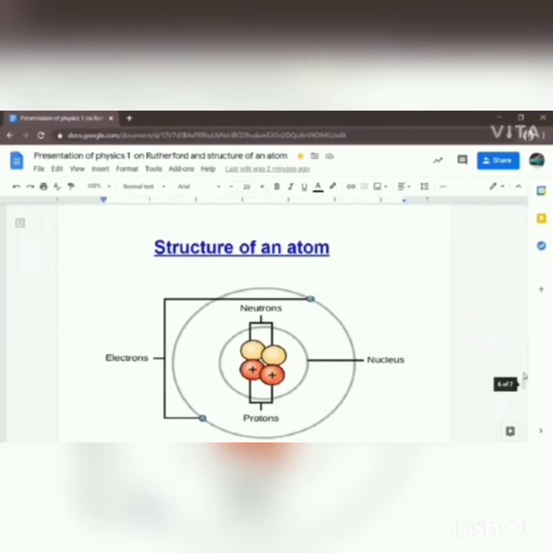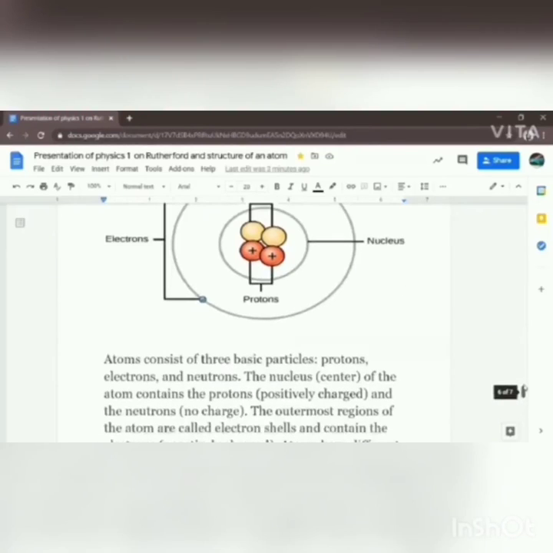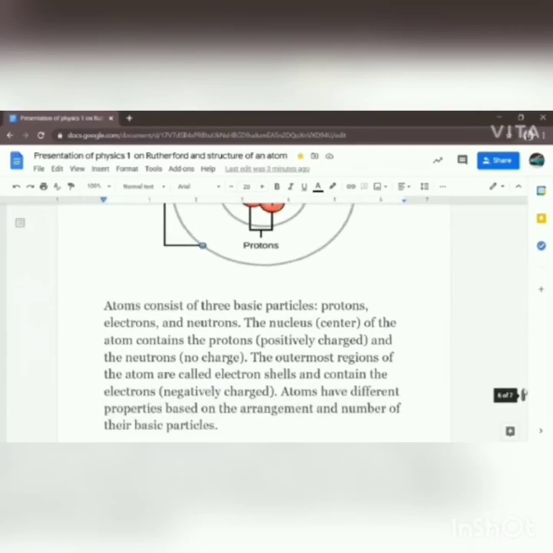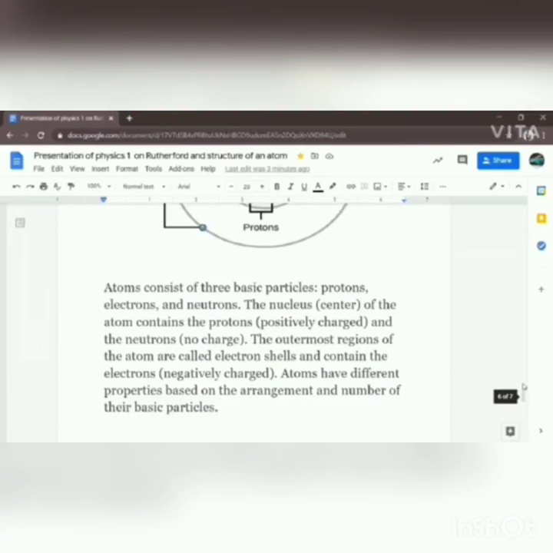Now we are going to study about the structure of an atom. This is the structure of an atom: neutrons, protons, electrons, and nucleus. Atoms consist of three basic particles: protons, electrons, and neutrons. The nucleus is the center part of the atom, and contains protons, which are positively charged, and neutrons, which have no charge. The outermost region of the atom is called the electron shells and contains the electrons, which are negatively charged. The atoms have different properties based on the arrangement and number of their basic particles.